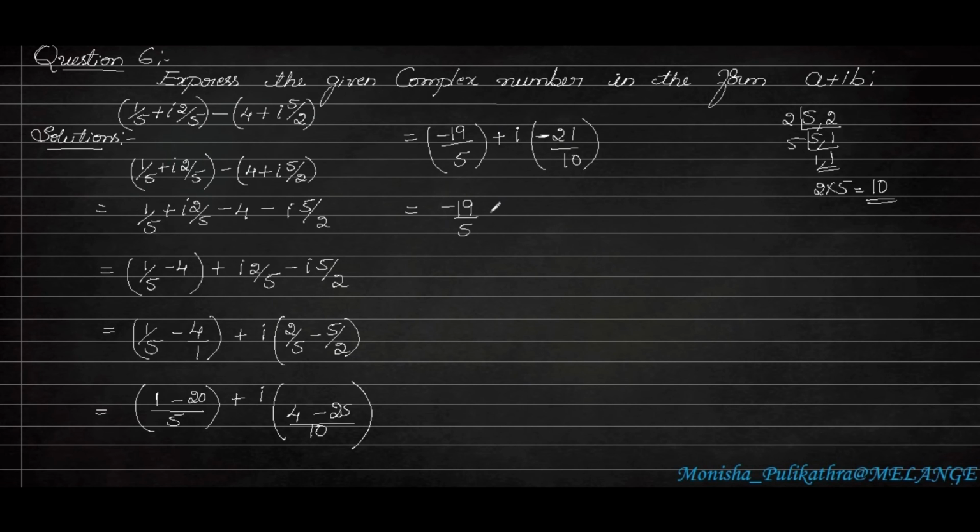So this becomes minus 19/5. Plus into minus is minus, so minus i into 21/10. So this is in the form of a plus ib, where a is minus 19/5 and the b part is minus 21/10. I hope you understood this.